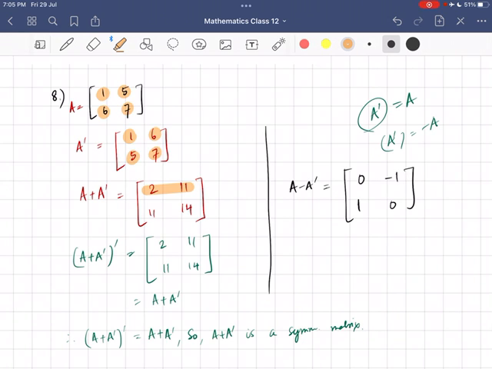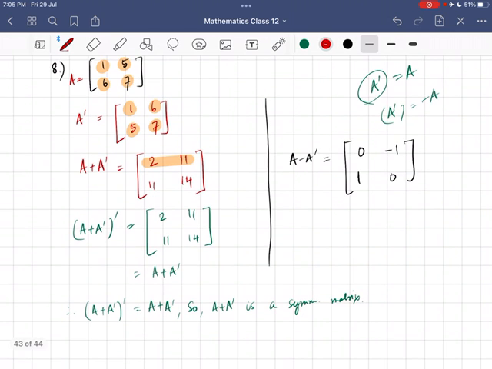So now, again, we have to find the transpose of this one, because in order to check skew symmetric, we have to do the transpose. So A minus A transpose whole transpose becomes, my row becomes column. So we have 0, minus 1, 1, 0. Now if we compare both of them, the negative elements become positive, the positive elements become negative.